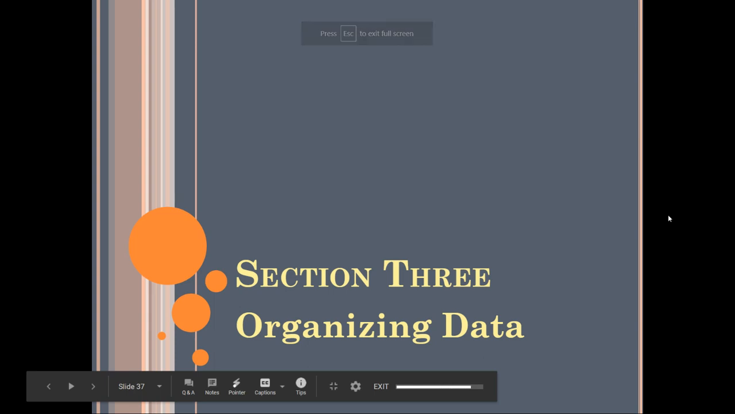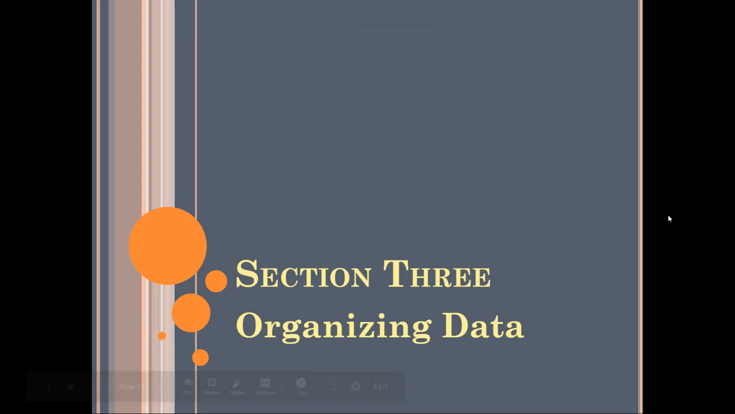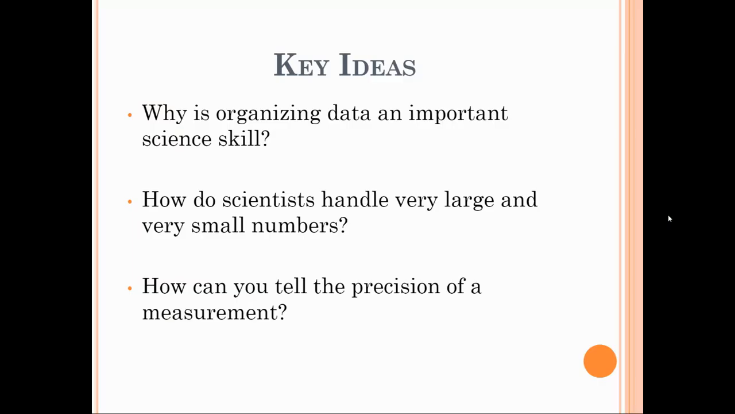All right, so let's go ahead and finish up Unit 1 with Section 3, which is going to deal with graphs and scientific notation, and also talking about the importance of organizing and presenting data. So a couple of the key ideas that we need to go over are: why is organizing data an important science skill? How do scientists handle very large and very small numbers? And how can you tell the precision of a measurement?